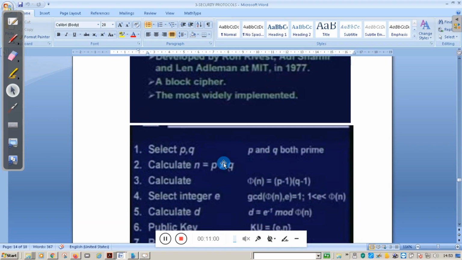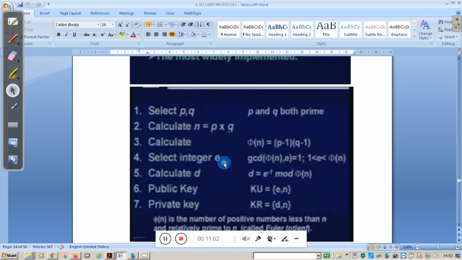So how are the keys generated in this case? First we will see how the keys are generated by using RSA. Here there are 7 steps. The first step is to select two large numbers P and Q. Both P and Q are prime numbers. Then the second step, calculate the product of P and Q, that is n is equal to P into Q. Since P and Q are both large prime numbers, the product of P and Q is also a very big number.